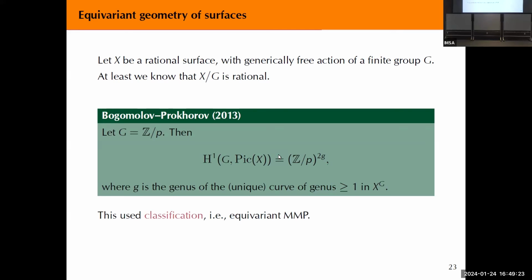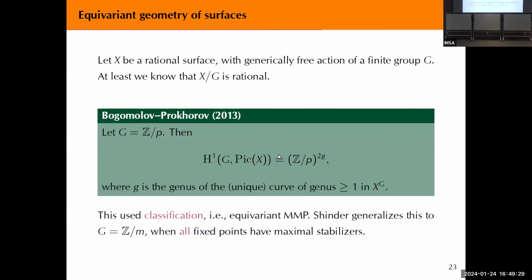And this uses the classification, del Pezzo surfaces, conic bundles, and things like this, the equivariant minimal model program. And Schindler generalized this to actions of other cyclic groups, but again, under the assumption that the stabilizers are maximal. So there are no intermediate cases.